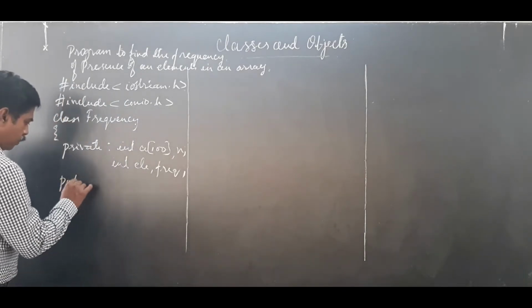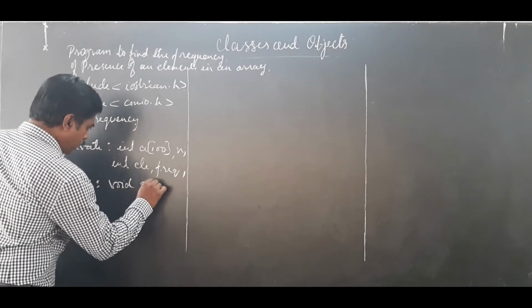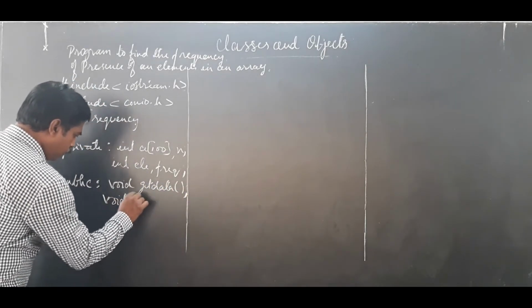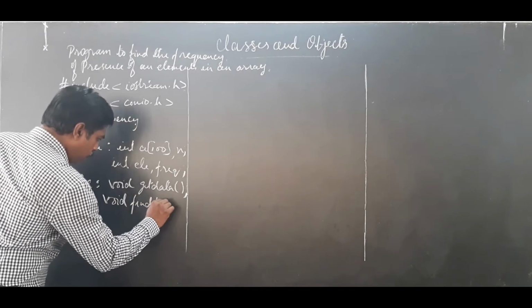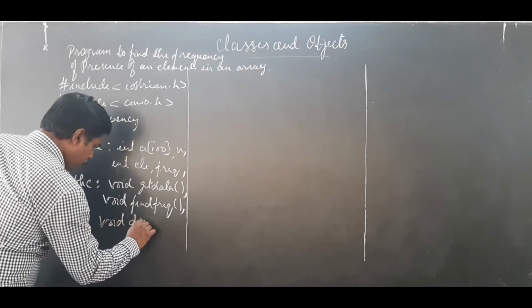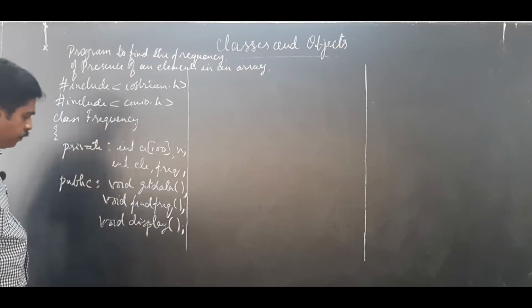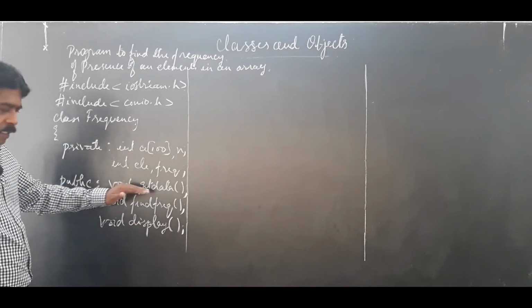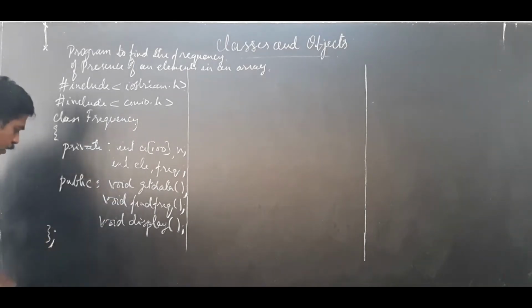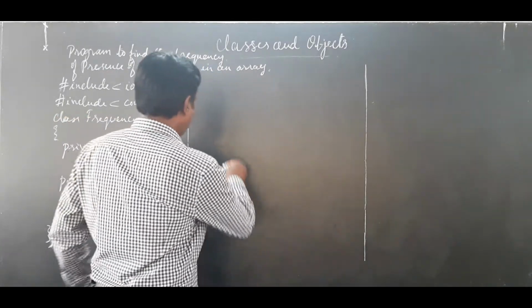Then I take public: void get data, then void find freq, that is frequency, then void display. In fact, I told you that I'll be writing about the display. Hopefully, you have written about the get data and find frequency. Once again, cross check. I close the flower bracket, semicolon, then I come to outside class definition.